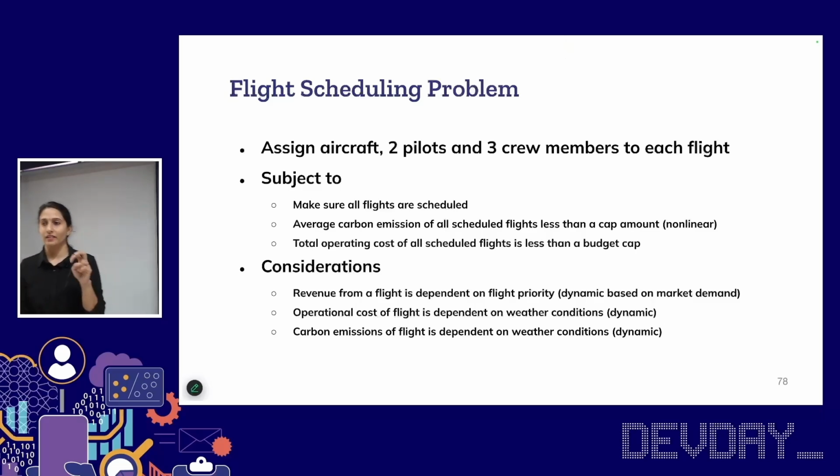Let's say a flight's revenue changes depend on a flight priority score, rush hours, festive seasons, etc. This is from market demand. Somebody is calculating the market demand score, and we call it flight priority. And the priority score changes, essentially changing the revenue, which was not the case with GA. We had a fixed estimated revenue.